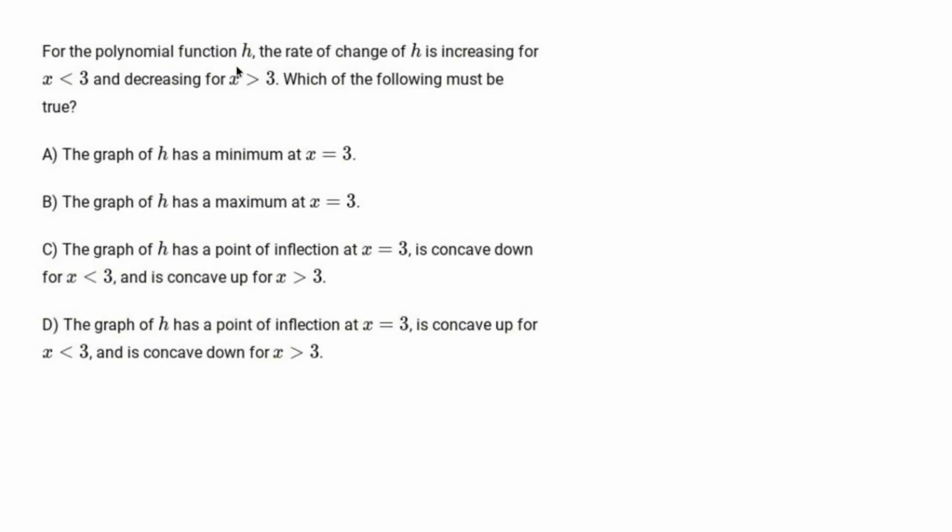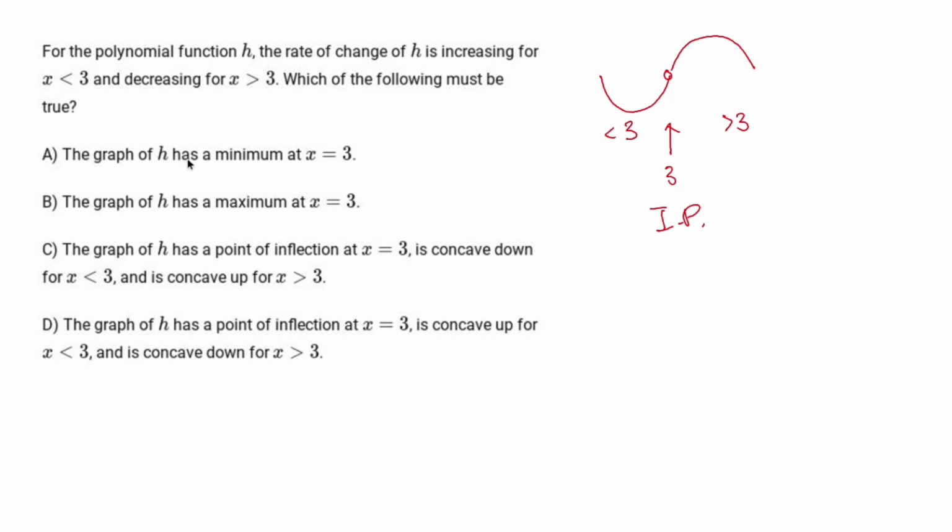For the polynomial function h, the rate of change of h is increasing for x less than 3 and decreasing for x greater than 3. So the rate of change is increasing, which implies concave up. And then once we hit 3, it changes to the rate of change decreasing, which implies concave down. Now, this happens at 3, so less than 3 is this information, greater than 3 is this information, which means at 3 we have what's called an inflection point. So we're probably going to be asked about that.